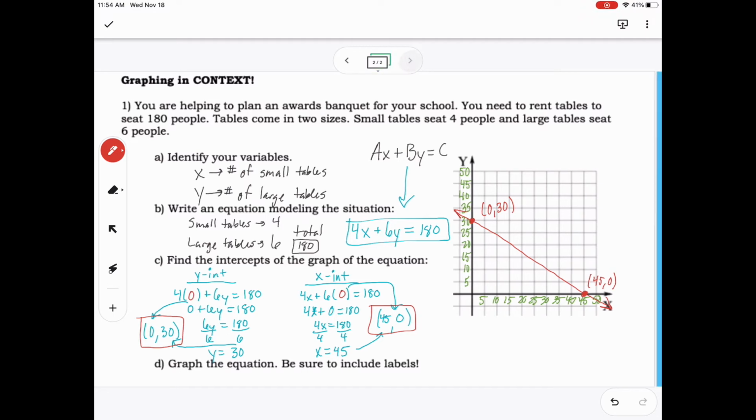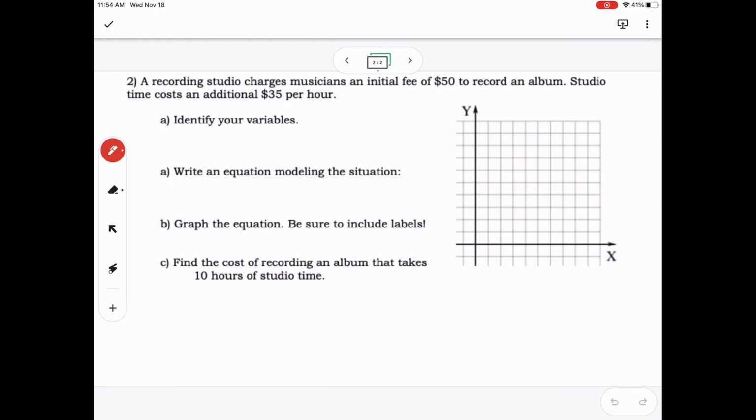All right, so let's try the next one. So here, a recording studio charges musicians an initial fee of $50 to record an album. Studio time costs an additional $35 per hour. So same kind of questions. Identify your variables, write an equation modeling the situation, graph the equation, be sure to include labels. Here they ask a new question. Find the cost of recording an album that takes 10 hours of studio time.